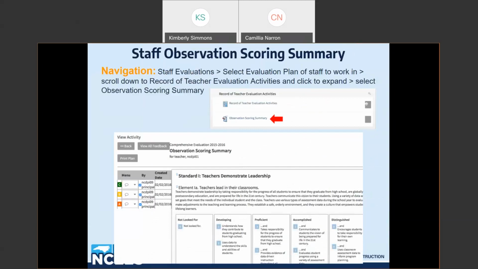Yes, it is. So you would navigate into the plan, into the record of activities in the plan. You have to scroll on down in there, and when you open it up, there's the observation scoring summary. You click on that, and it tallies up how many times each descriptor was marked, and so they can use that. You can print it out, or you can just view it to then use when you are going into that summary evaluation and having to mark those descriptors and then the overall standard rating. Do you have any questions about how to get to that area?